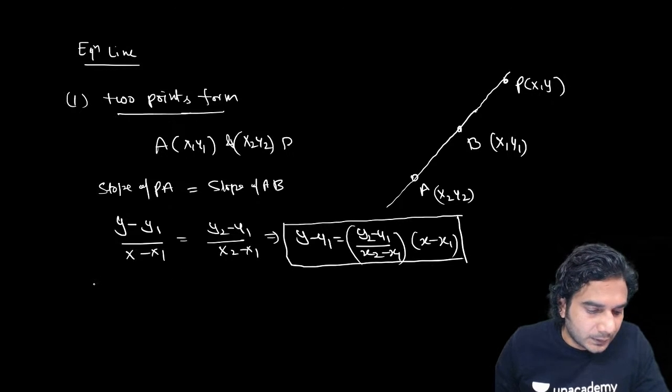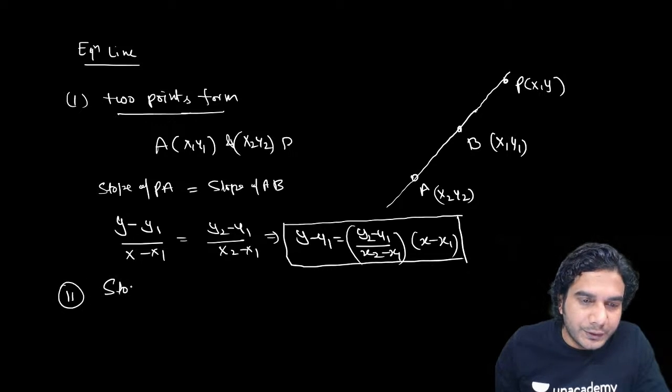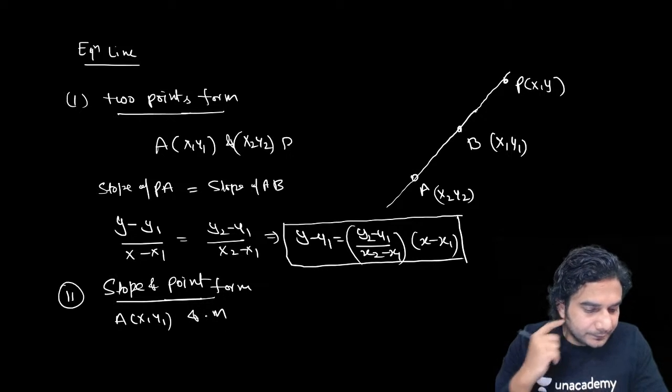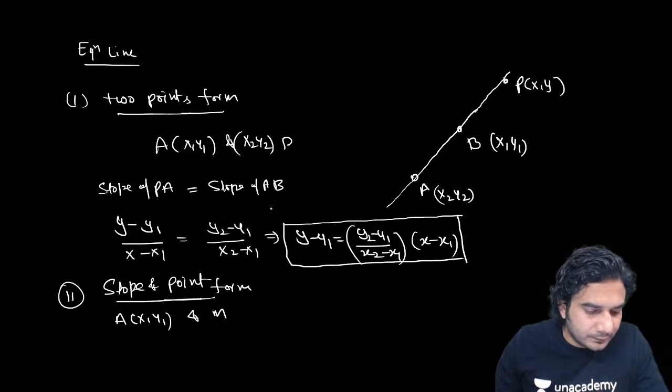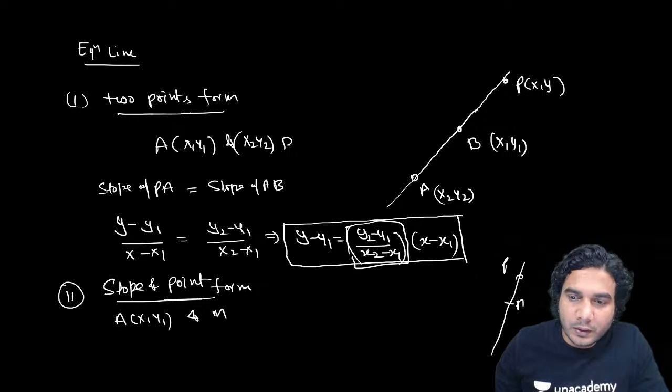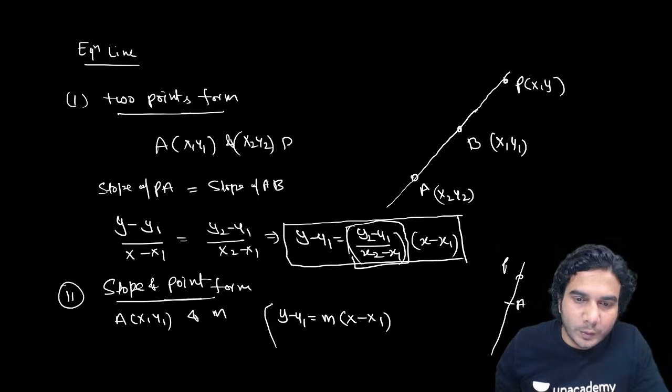Now the second is slope and point form. Now suppose one point is given, point A is x1, y1, and the slope is given, m. Then just replace this quantity, because this is the slope, by m. In this case, we are going to write slope of PA is equal to m. So that is y minus y1 is equal to m times, just put the value of y2 minus y1 upon x2 minus x1. So now this is the answer. Okay, so this is slope and point form.